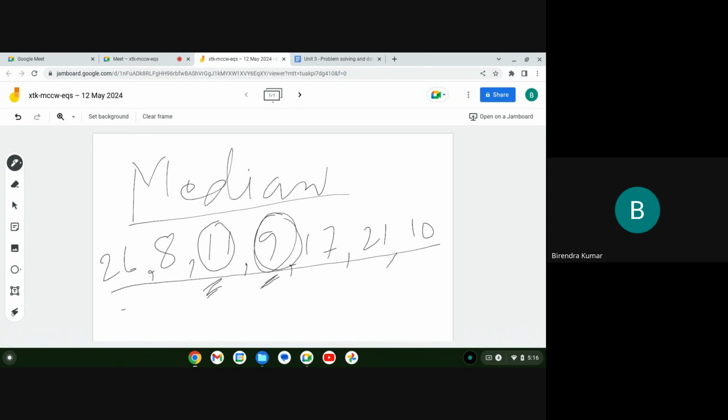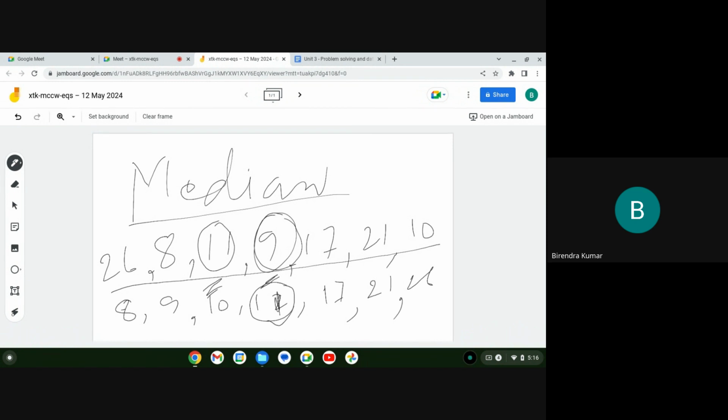What we do is we first arrange them in increasing order. So here the numbers can be rearranged as 8, 9, 10, 11, then the next biggest is 17, then 21, then 26. Now this is arranged, and then you look at how many numbers we have. We have 7, so we can pick the fourth one, which will be in the middle. That's how it becomes the median.